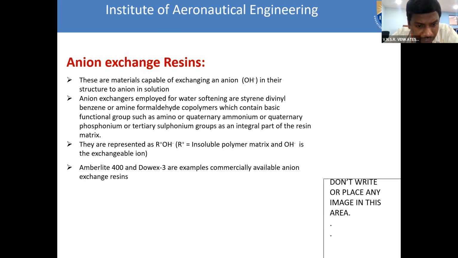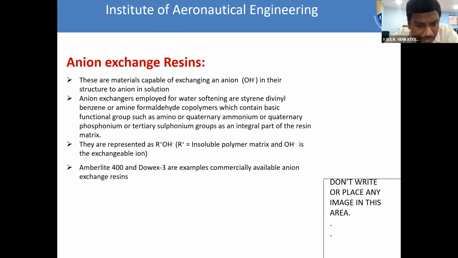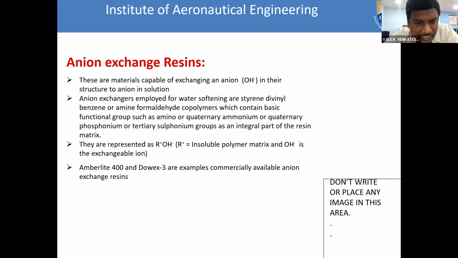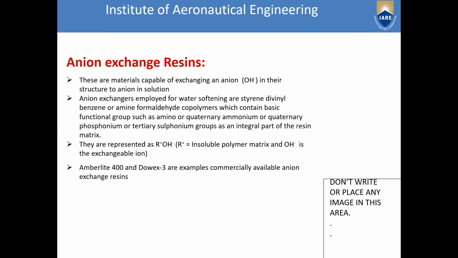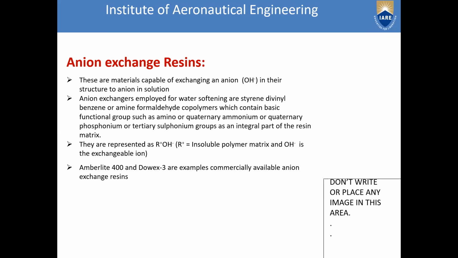So what is the representation for cation exchange region? RH. In RH, what is the exchangeable ion? H plus is the exchangeable ion. In ROH, OH minus is the exchangeable ion. And what are the commercial examples for anion exchange regions? Amberlite 400 and Dovex 3.